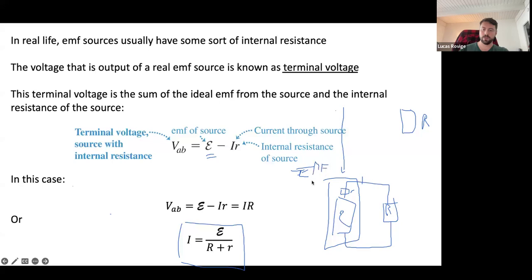So the EMF source is this box, and it's made of the ideal EMF and the small resistance. And then we have the external resistor. And so we see that it looks like it's just two resistors in series. And so we can add the resistances of the two resistors and end up with the current given by the potential difference given by the EMF and the resistance.